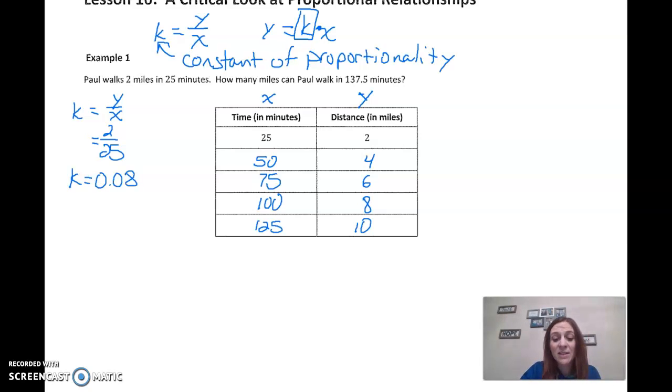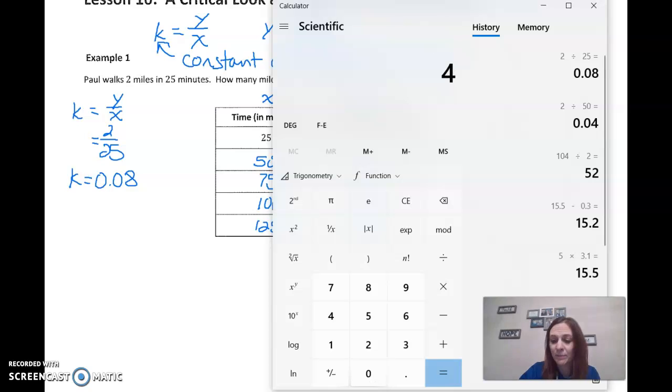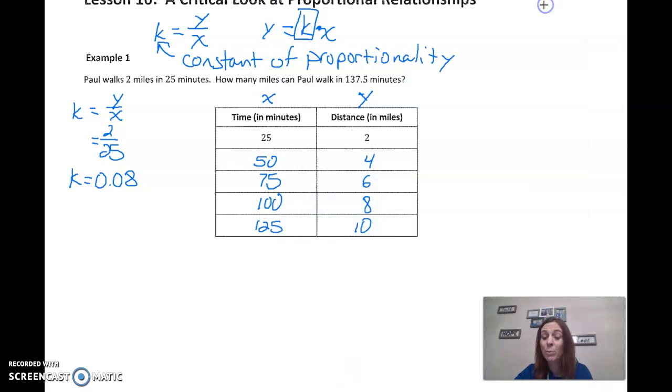And that would work for any of these. If I did 4 divided by 50, or 6 divided by 75, this constant is going to be the same. The constant is always going to be the same. That's what makes it proportional.